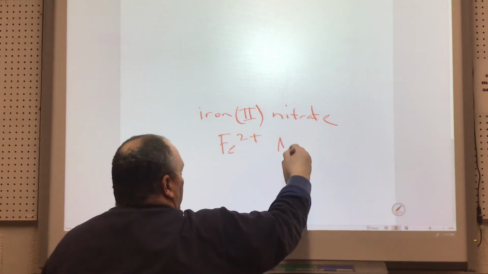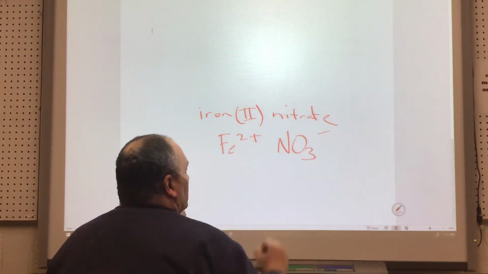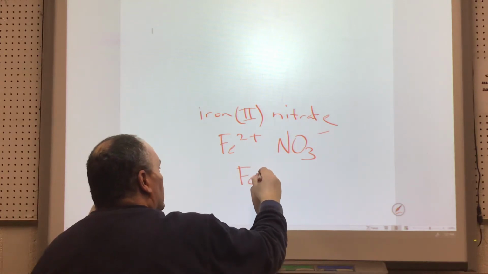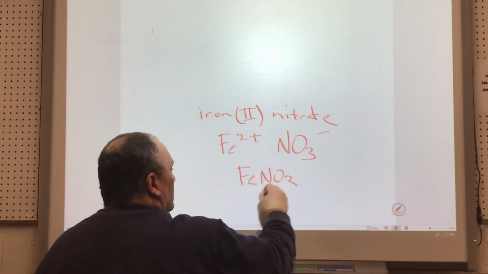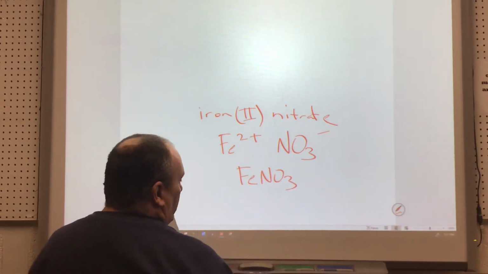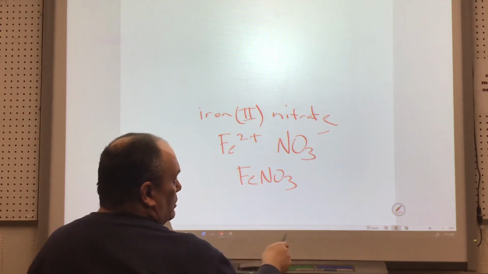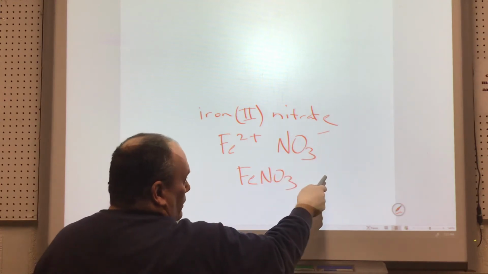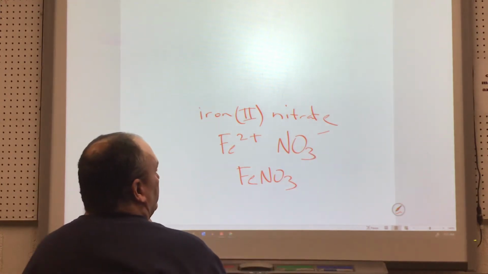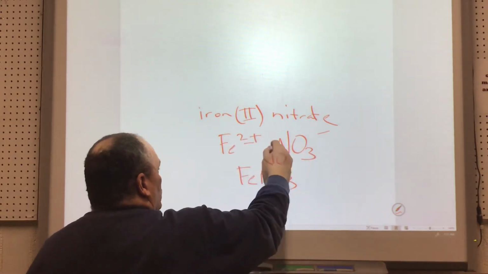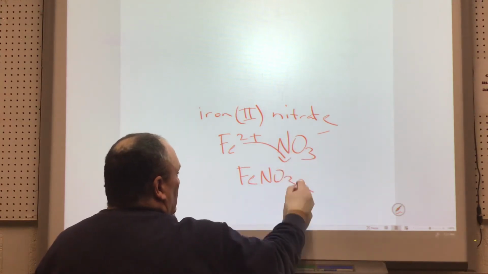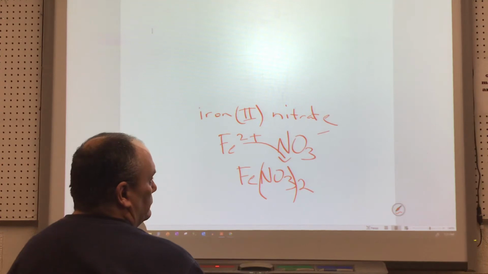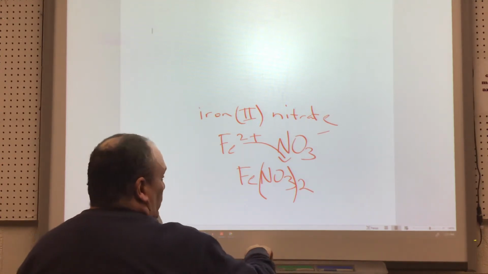So nitrate is NO3 negative. Put them together. Okay, that 3 is part of the nitrate. It is not the charge. It's not NO3 negative with a 3 charge. Okay, switch the numbers. This 2 goes over here, put brackets around it to show that we have two NO3s. Okay? And that's about it.